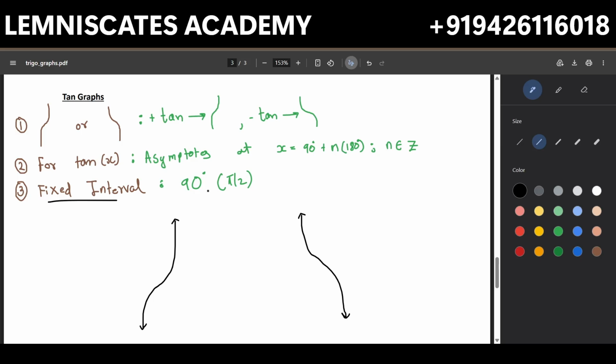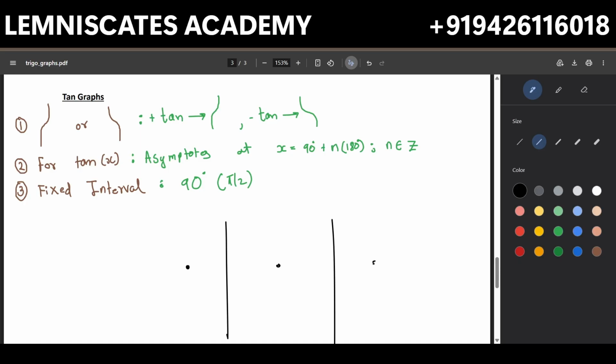The fixed interval of 90 degrees over here, what does that mean? That after every 90 degrees, either you will get a 0 or an asymptote. Like this is your y value of 0, y value of 0, y value of 0. And then this is your x asymptote 1, x asymptote 2, x asymptote 3. And like this on the left side also you can keep on having this kind of thing. So first asymptote is always at 90 degrees. Then keep on adding 180 to it.